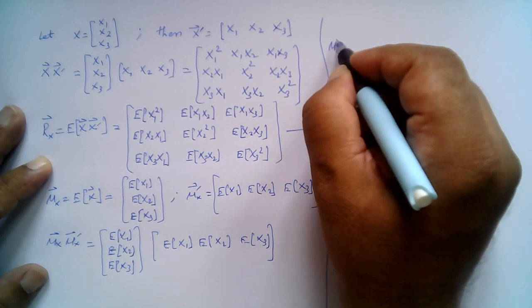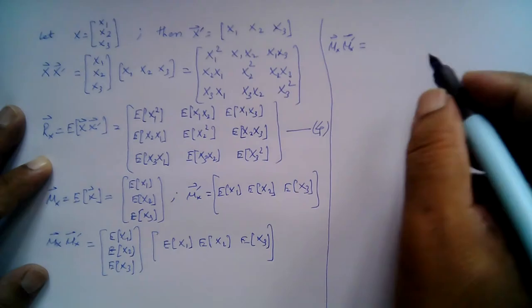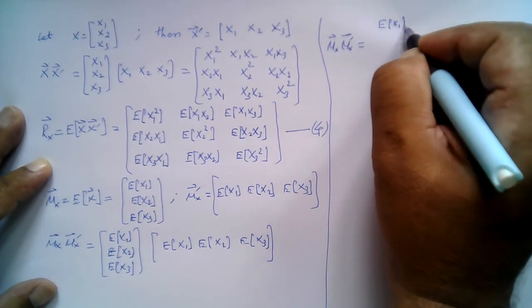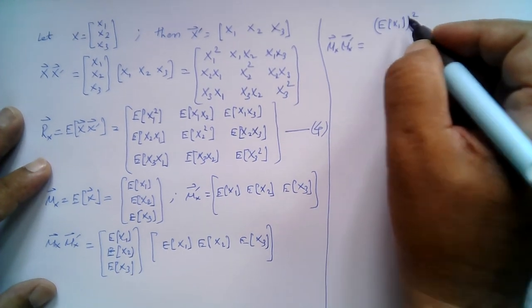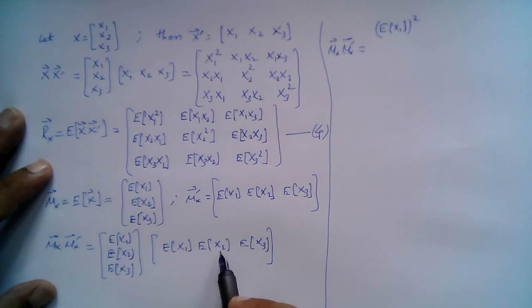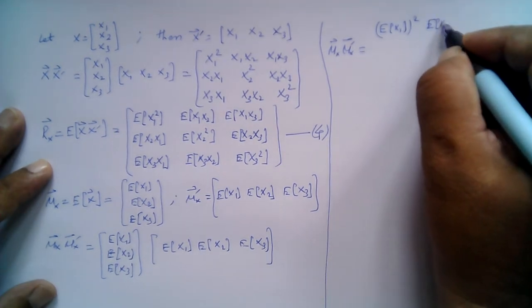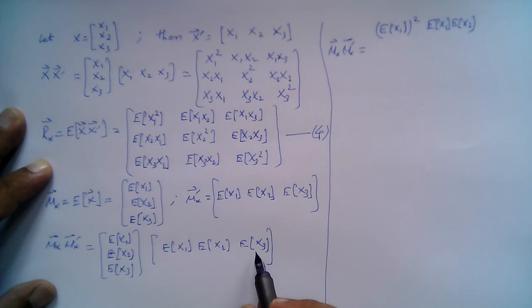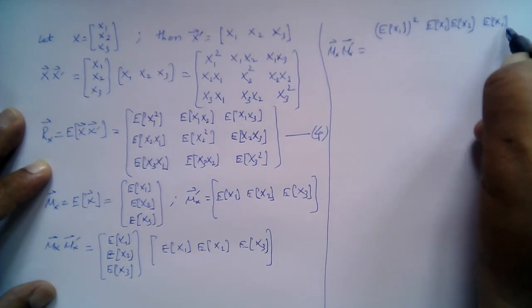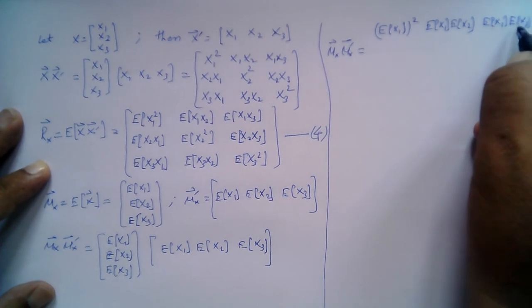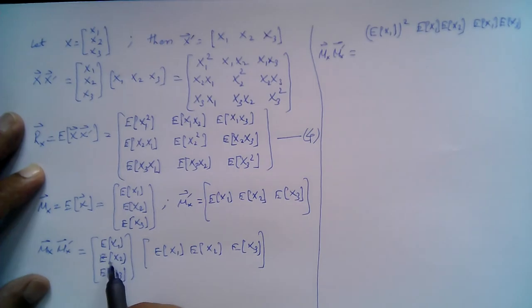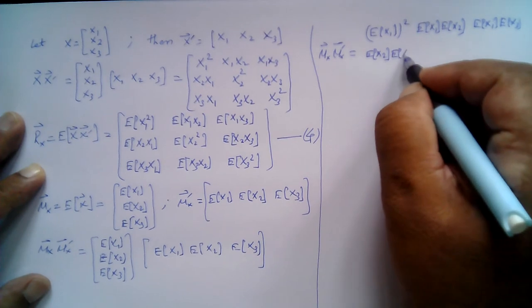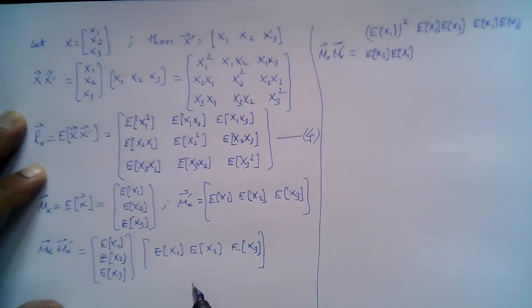So mu x mu x dash is given by the expected value of x1 multiplied by the expected value of x1, so this will be the square of the expected value of x1, right? And then we have the expected value of x1 multiplied by the expected value of x2. Then the expected value of x1 multiplied by the expected value of x3, right? Next, the expected value of x2 multiplied by the expected value of x1. This is the first element in the second row.